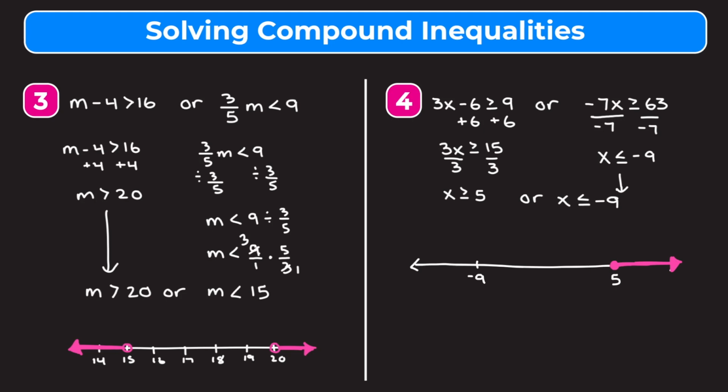And x can equal negative 9, but it can be less than or equal to negative 9, so we want to shade everything to the left. So this is how we graph the solution to number 4. Let's go through 2 more examples just to make sure we've got this down.